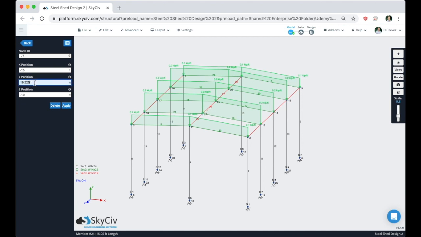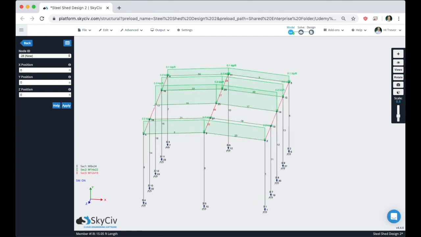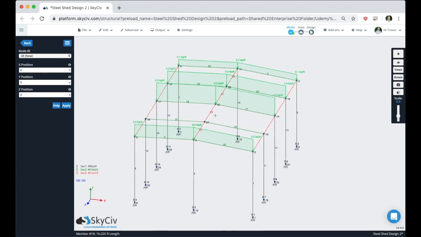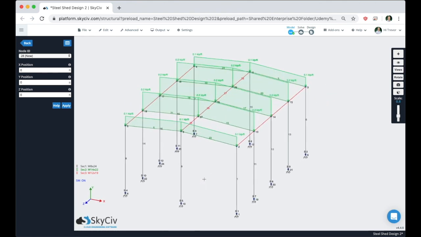Now if this was 19.2253, like if you did something where it wasn't the same, you can see that now it's not recognizing that this member is in the same direction as these other members because it's just a tiny bit off the same plane. So we need to put that back to this, hit apply. Now we're back to normal. So now we kind of get the workflow.